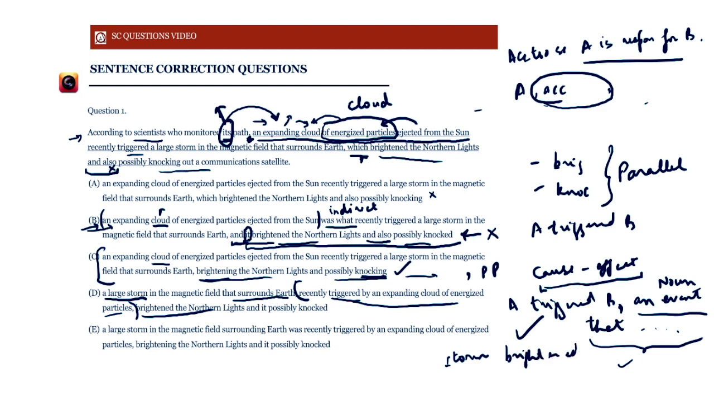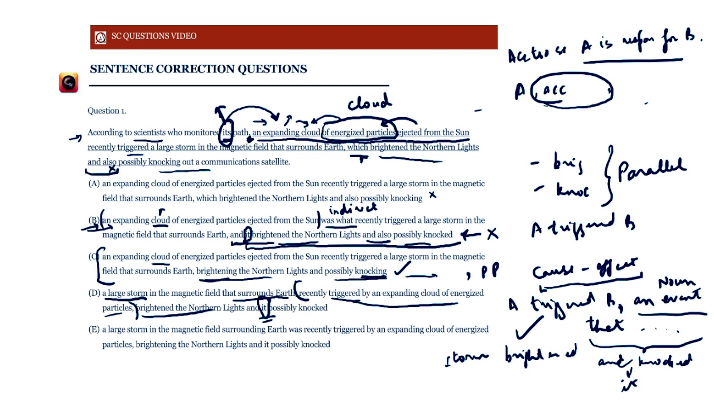Brightened the northern lights, and it possibly knocked out a communication satellite. Look, we don't need to use it over here. It creates some kind of ambiguity. When we are saying that the storm did two things, those two impacts are in parallel. The storm brightened the northern lights, and we should say possibly knocked out a communications satellite. Right? We don't have to use an it over here. The moment we use an it over here, it creates ambiguity.